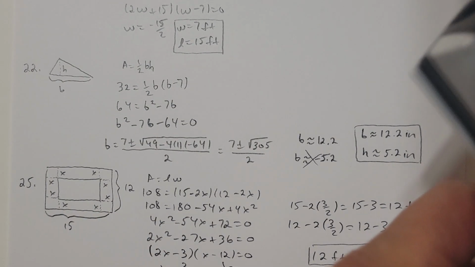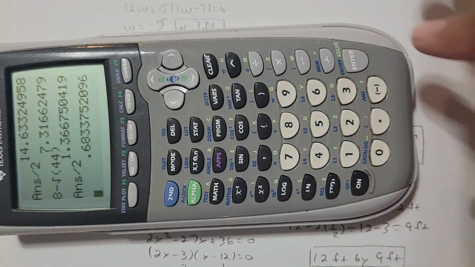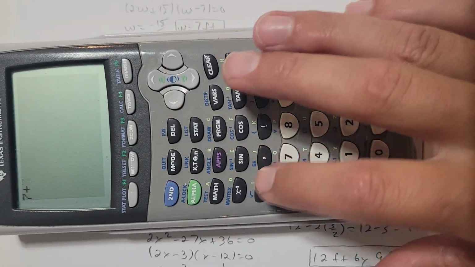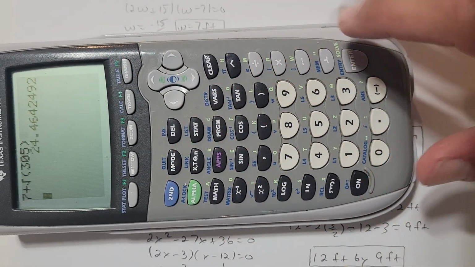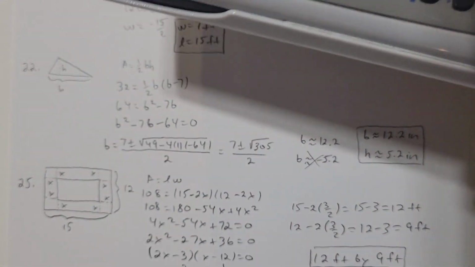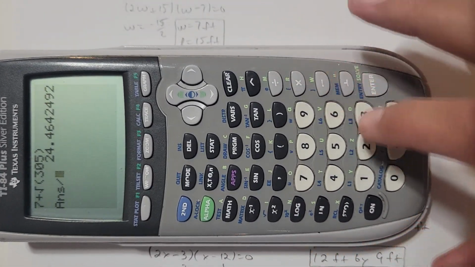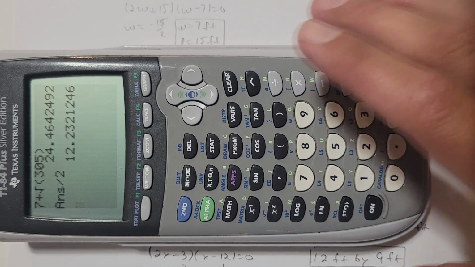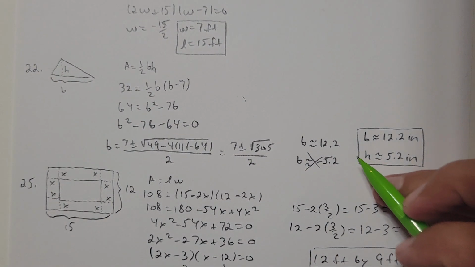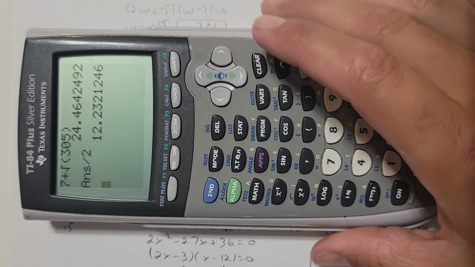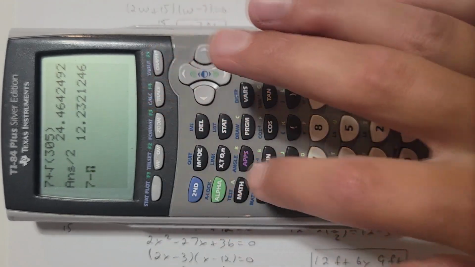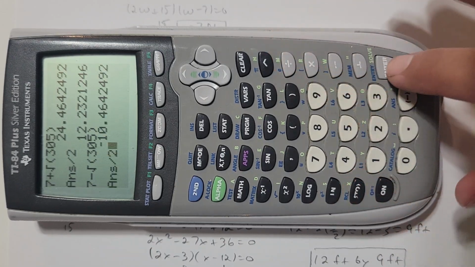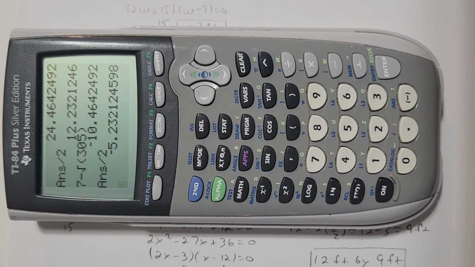But if I go ahead and type in 7 plus the square root of 305, and then divided by 2, I get about 12.23. Okay, so that's going to be one of the values there. And then do 7 minus the square root of 305 divided by 2. I get -5.23.